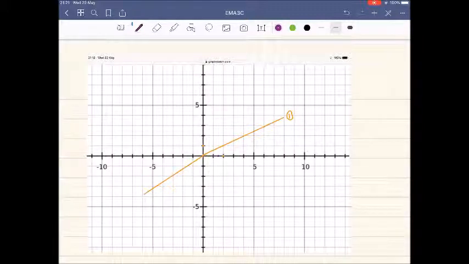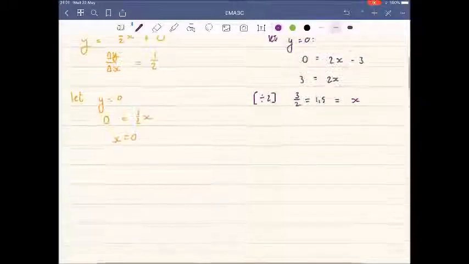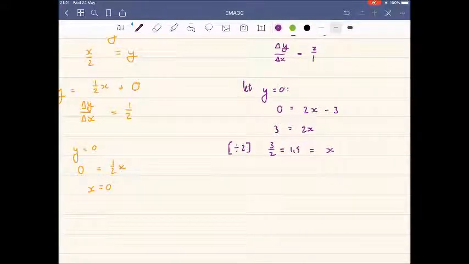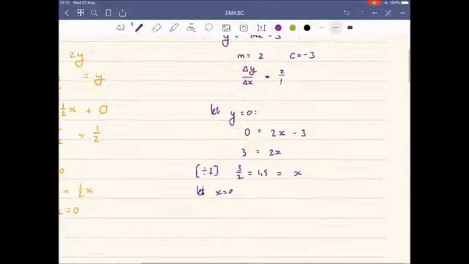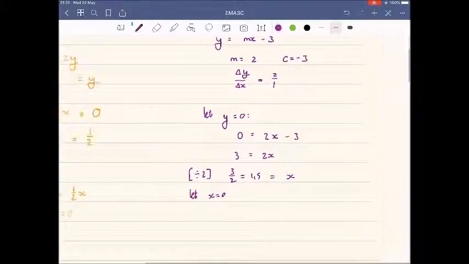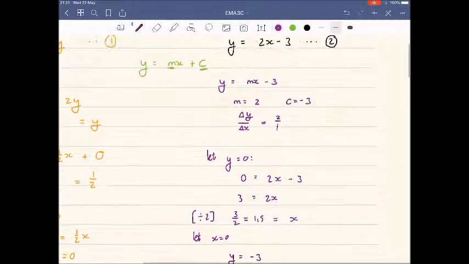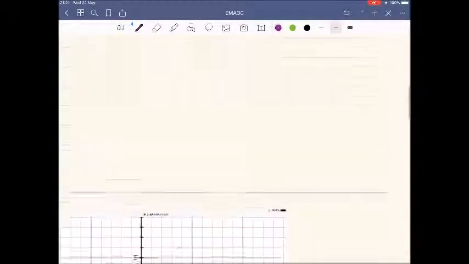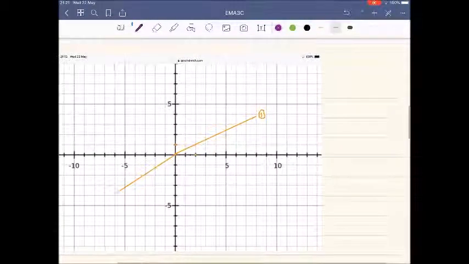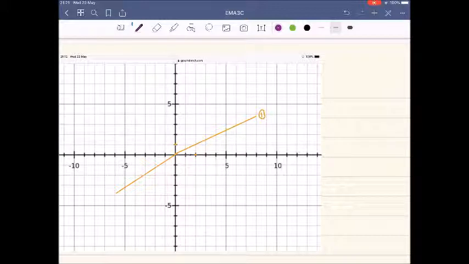Cool. Now, let's look at the second point. Let x equal 0. If x is equal to 0, y is equal to minus 3. So let's go down to the graph again. X equals 0, y is equal to minus 3.